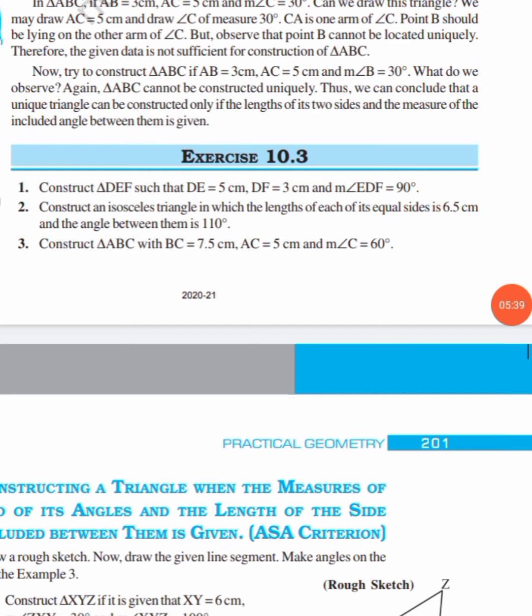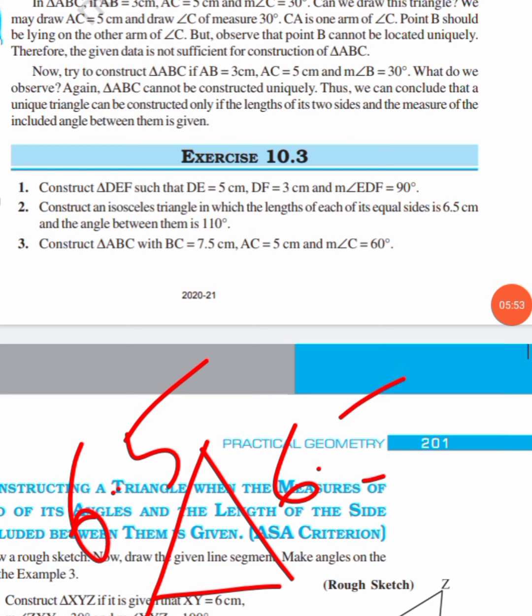Construct an isosceles triangle. So let us see. I will have to draw an isosceles triangle. Isosceles triangle means two sides are equal. The equal sides are 6.5, and the angle in between them is given as 110 degree. So this will look something like this: both sides are 6.5 and this is 110 degree. Here I will be using a protractor. There is no name for the triangle, so I will go ahead.